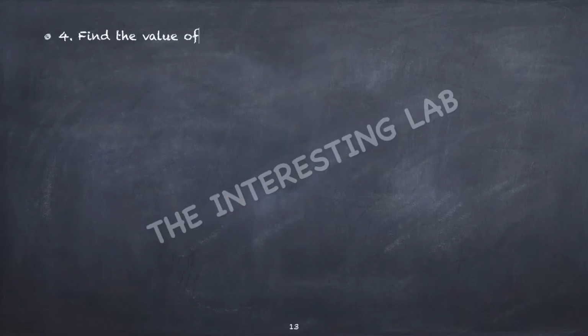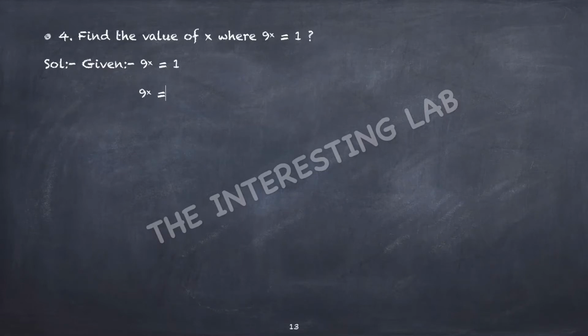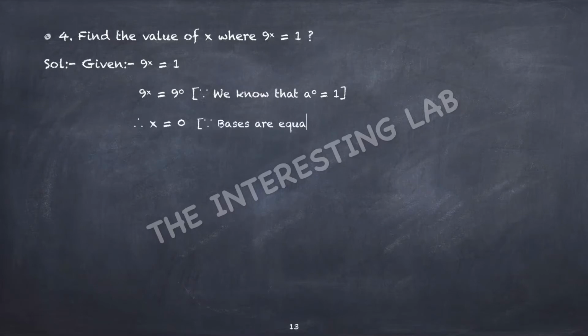4. Find the value of x where 9 power x equals 1. Solution: given 9 power x equals 1. 9 power x equals 9 power 0, since we know that a power 0 is equal to 1. Therefore, x equals 0, since bases are equal, powers will also be equal.